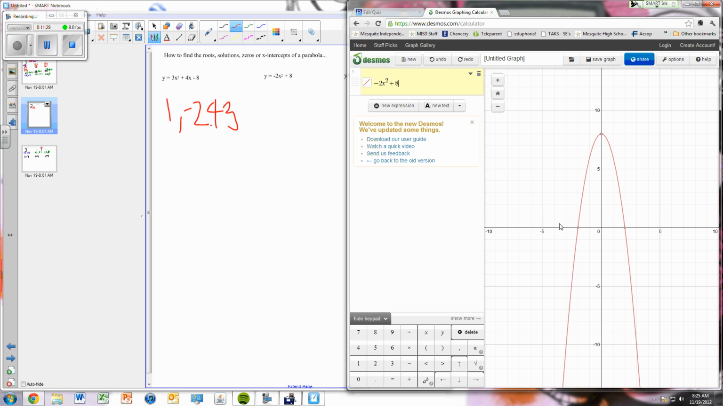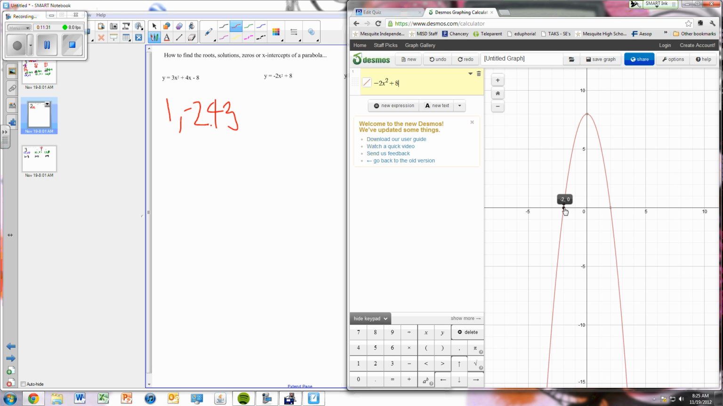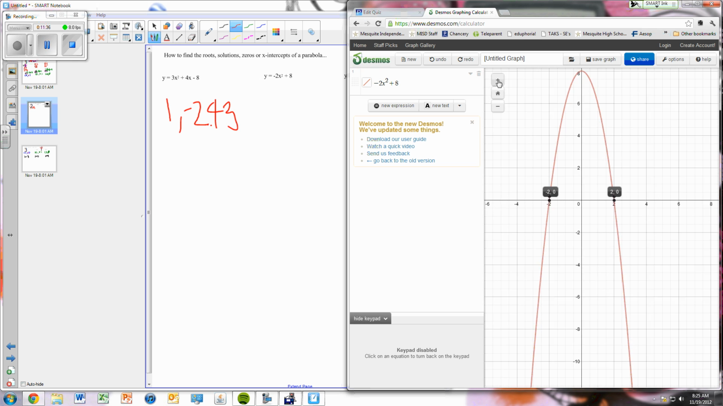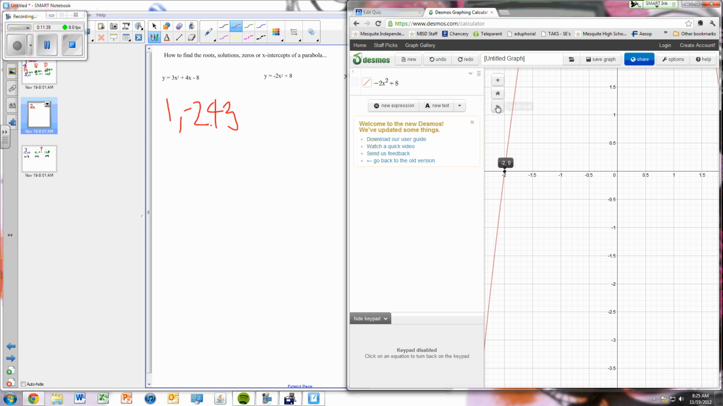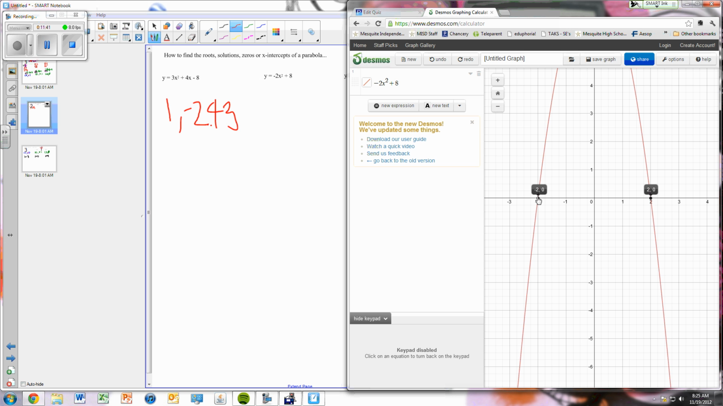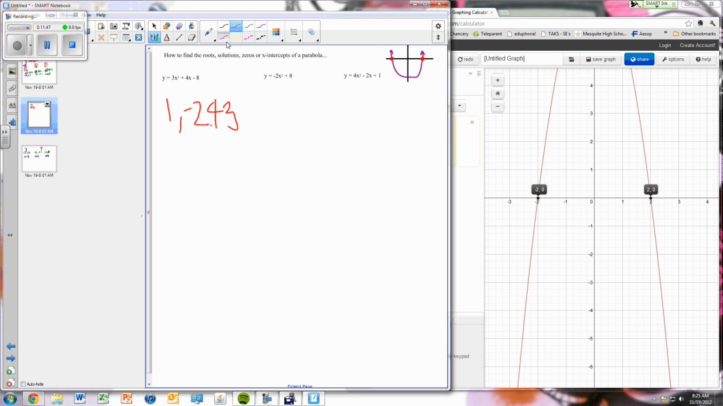And so this is what our graph looks like. Well, we're again looking for our roots, which is where it crosses the x-axis on either side. And so you can zoom in. That's a good thing about this one. It's really easy. And you can actually click on it and it'll tell you what the roots are. It tells you it's negative 2, 0 and positive 2, 0. We're only concerned about the x values. So for this one, our roots are negative 2 and positive 2.